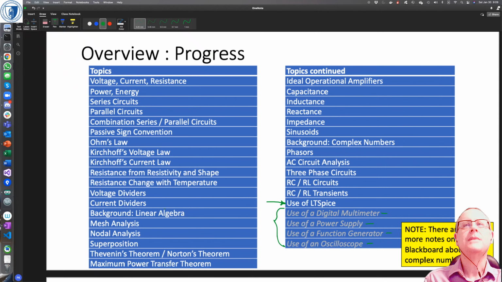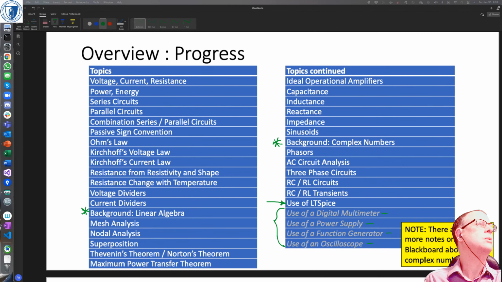I will point out two pieces of background. To get through some of this stuff, we need to understand complex numbers and linear algebra. So please bear with us as we go on.